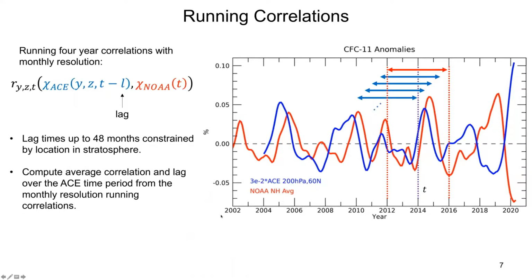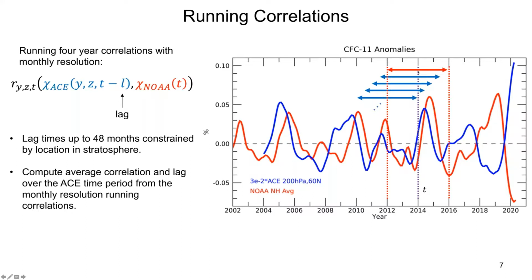So essentially for each month of the time series, we're going to do a 4-year correlation, centered around that month, plus or minus 2 years. I'm just showing here the correlation from every ACE location in the stratosphere, with a certain lag, with the NOAA hemispheric average time series.